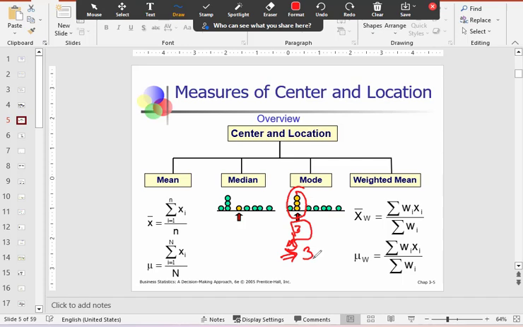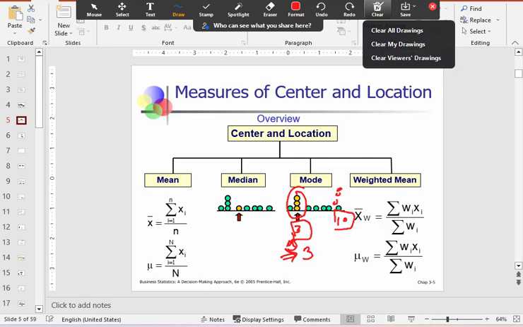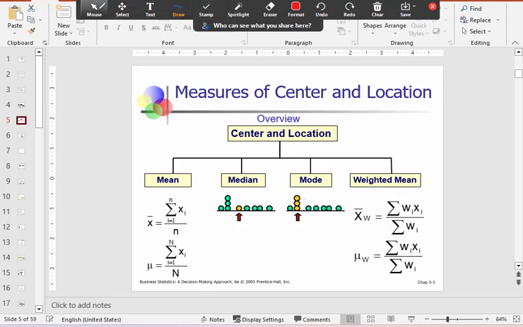It is not actually the number of repetitions. It is actually the position or the value of that observation. Let's suppose this is the 10th observation and there are 4 circles here. So we'll say the mode is 10. So this way we decide what is the value of the mode.